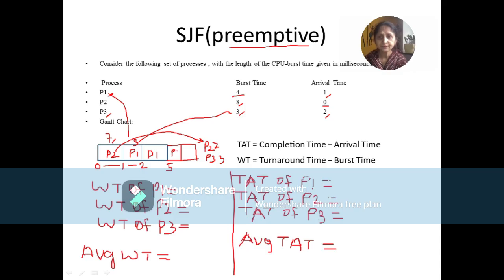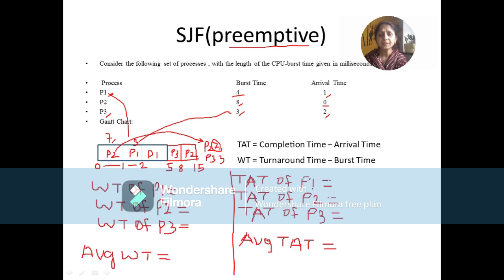Let's write P3. What is the burst time of P3? 3. So 5 plus 3 is 8. P3 will be fully completed. Then P2 gets a chance to get inside the CPU. What was the remaining burst time of P2? 7. So 8 plus 7 is 15. So at time 15, P2 will be fully completed.